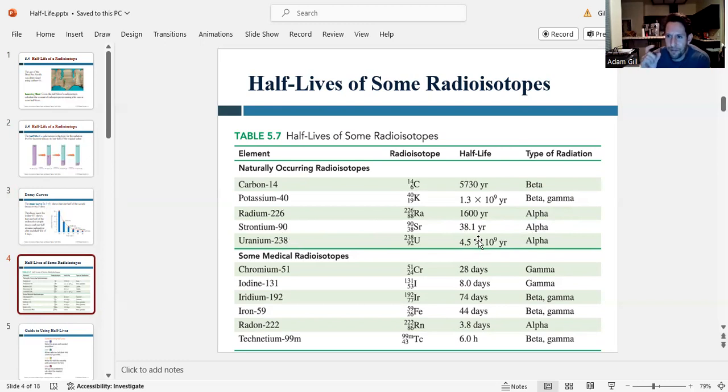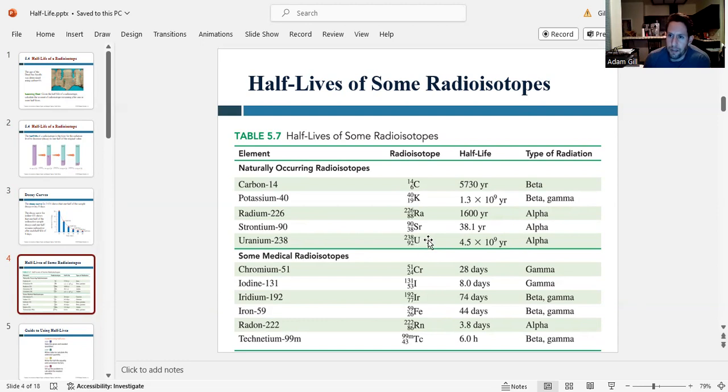So if you have a sample of uranium-238, it will take 4.5 billion years for half of it to decay, which is pretty much the age of the Earth, right? We actually refer to uranium-238 as depleted uranium because it's less radioactive than the other isotope of uranium. And this is what we use in tank armor and armor-piercing ammunitions like tank bullets.